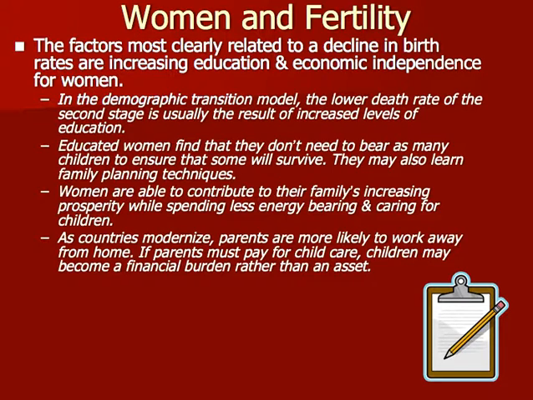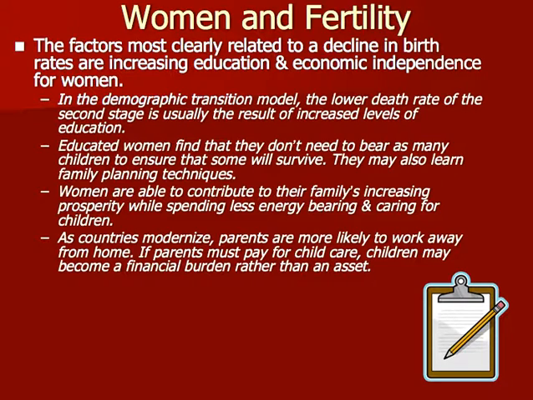So women and fertility are the biggest factor, or the most clearly related factor to this decline in birth rates. So increasing education and economic independence for women. In the demographic transition model, the lower death rate of the second stage is usually the result of increased levels of education. Educated women find that they don't need to bear as many children to ensure that some will survive. So, like we talked about, in the developing nation they had lots of babies for economic reasons. They had lots of babies to ensure that some of them would survive.